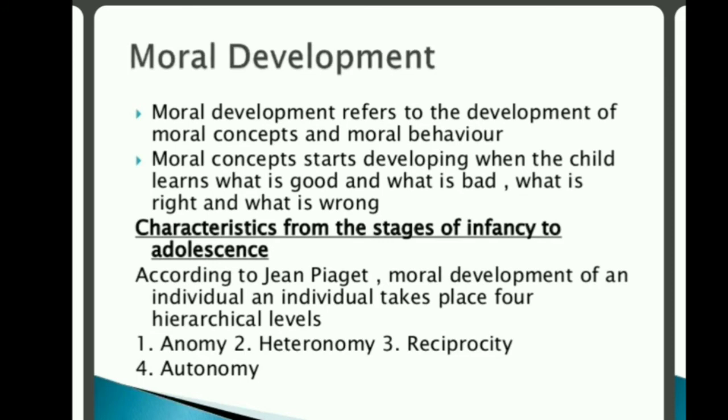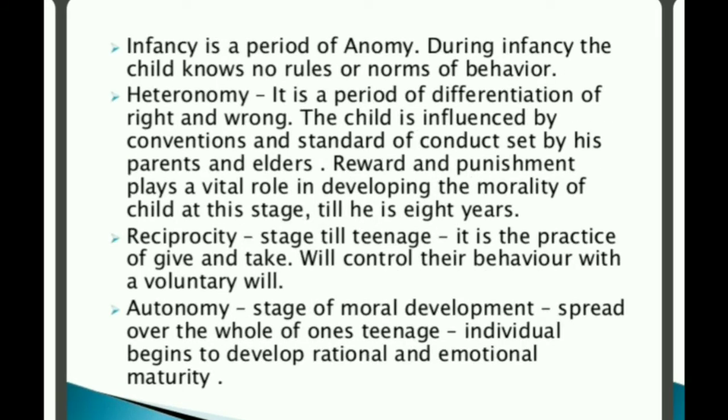According to Jean Piaget, there are four levels of moral development: anomy, heteronomy, reciprocity, and autonomy. Anomy means the stage when the child does not understand what is right and what is wrong, what is good and what is bad. He doesn't understand anything, so he doesn't obey any rule. That is the stage of anomy.